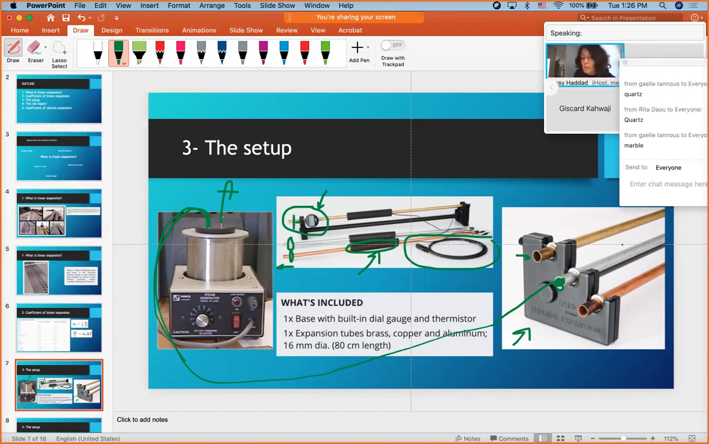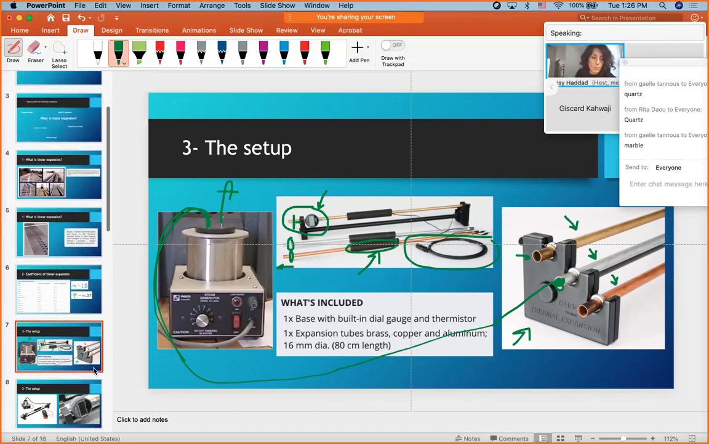Are the rods the same in length? I don't know. I always ask the students to measure each because who knows, they could be a bit different.